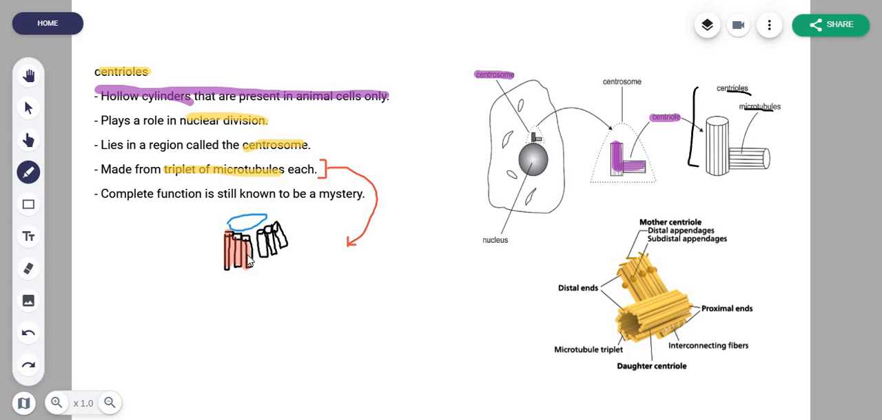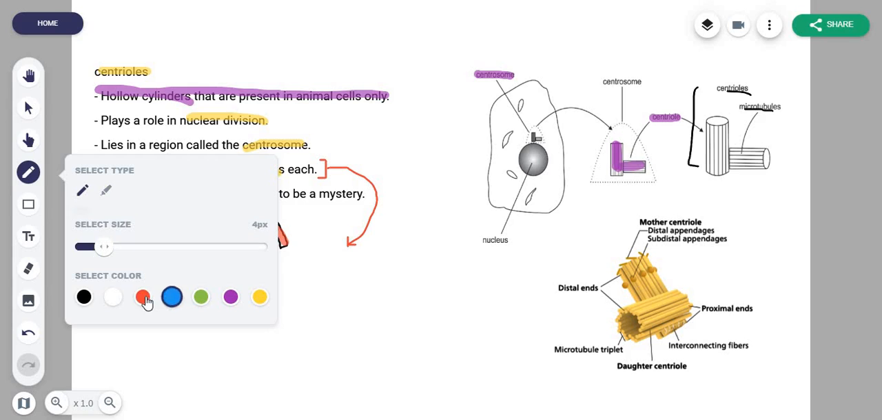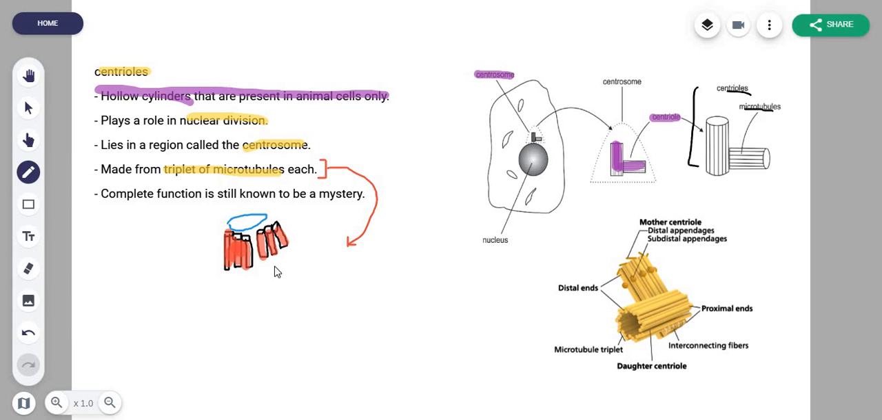So there are 3 microtubules. You can see here, there are 9 triplets of microtubules. Sorry, I forgot to write the word 9. So there's 3 microtubules here. This is 1, this is 2, this is 3, making it what? Triplet. This is your first triplet, second triplet, and there are about 9 of these, right?